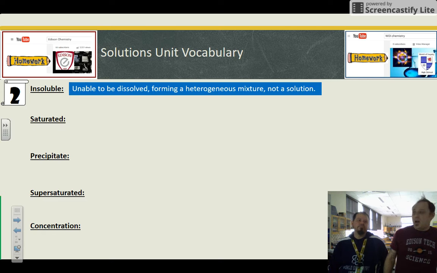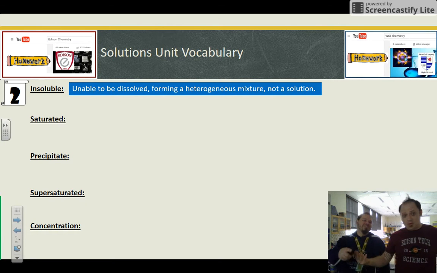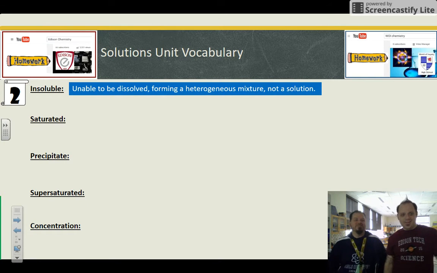So operable versus inoperable. Look at our definition. Unable to be dissolved. Enable, it's unable, right? Yeah.